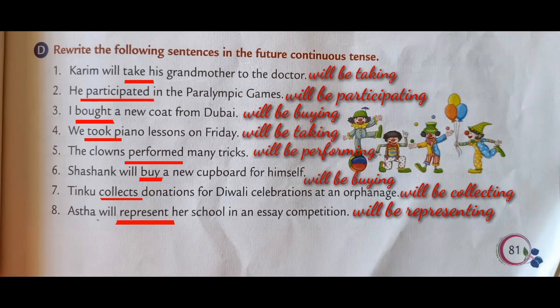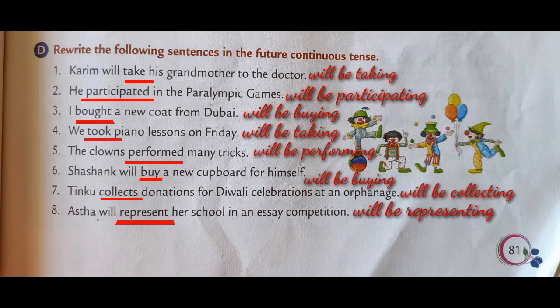Then exercise D. Rewrite the following sentences in the future continuous tense. The same like the previous exercise, children. We use will be plus ing form of the verb to form the future continuous tense. So we have to replace the underlined words. Let's see the first one. Karim will take his grandmother to the doctor. Here, take. We have to replace and rewrite the sentence. Karim will be taking his grandmother to the doctor.